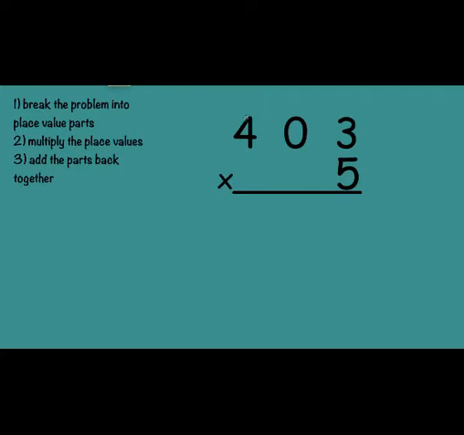This time we have 3 digits multiplied by 1 digit. Same process. We're first going to break the problem into the place value parts. Then we're going to multiply the place values and finally add the parts back together. This time I have the number 403 times 5. I'm going to start with my biggest place value, which would be my 400s. And notice I have a 4 in the hundreds place, so I'm going to multiply 5 times the 400s, also that means I have 5 400s.